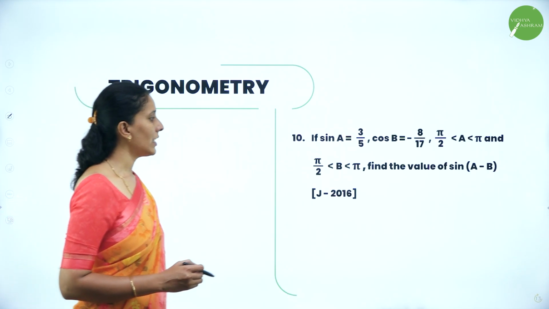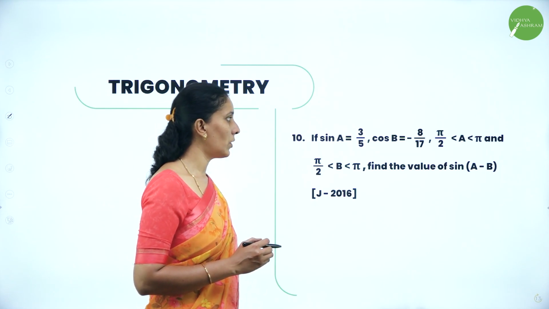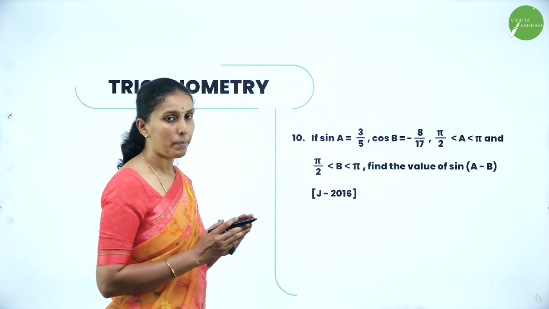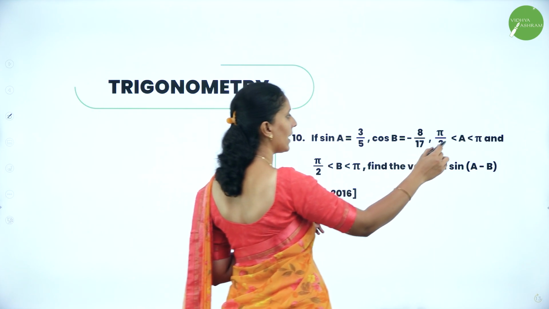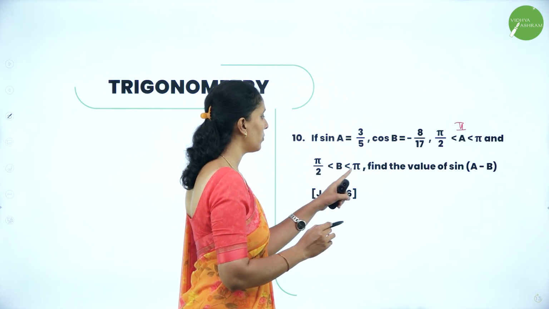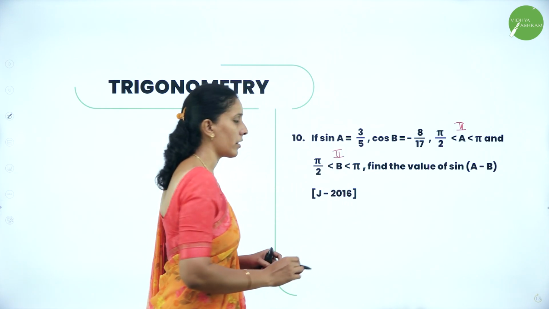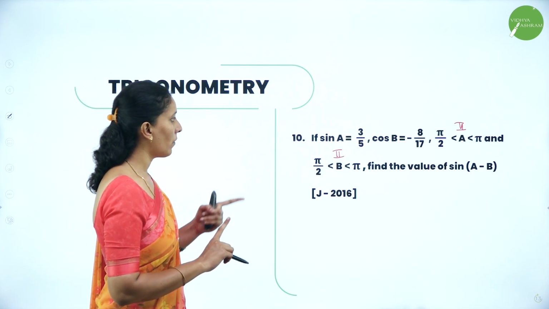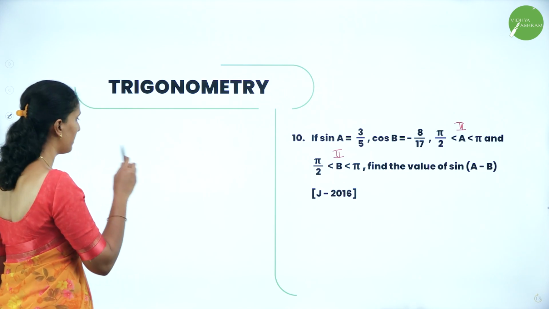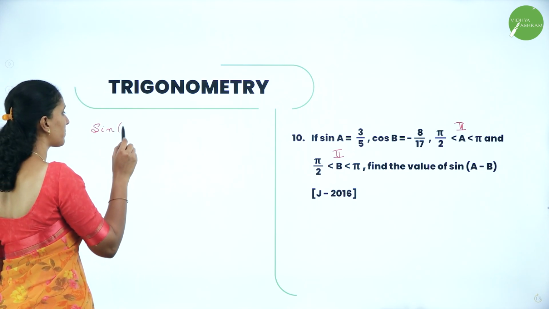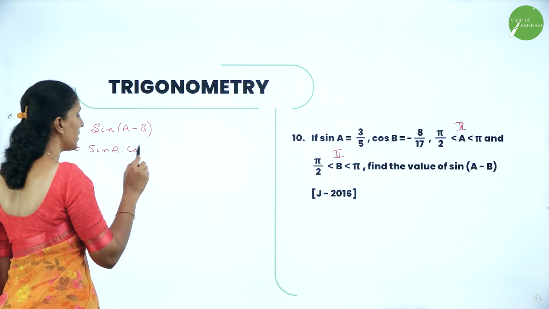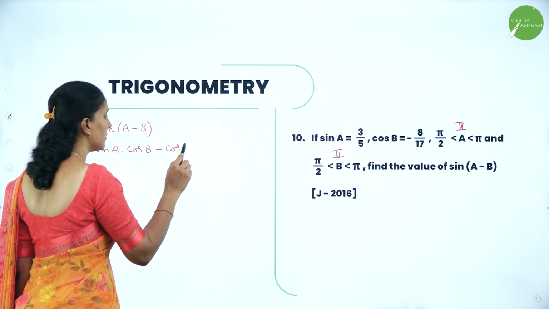Next, if sin A is equal to 3 by 5, cos B is equal to minus 8 by 17, A lies between pi by 2 to pi, that is it lies in the second quadrant. A lies in second quadrant and B lies between pi by 2 to pi, means B also lies in second quadrant. So therefore sin is positive in the second quadrant, cos is negative in the second quadrant. We need to find out sin A minus B. So sin A minus B is sin A cos B minus cos A sin B.